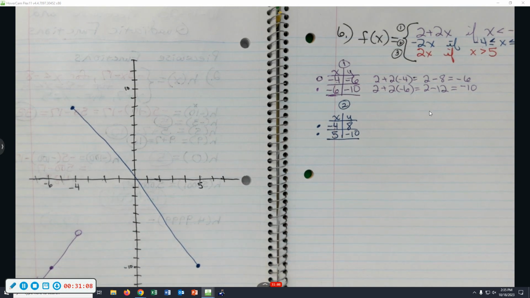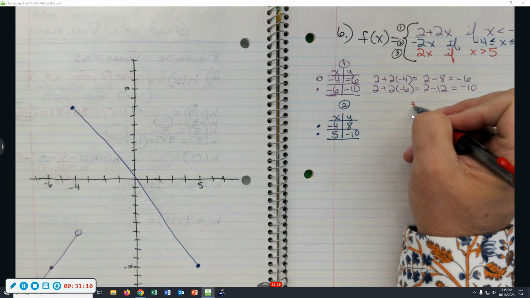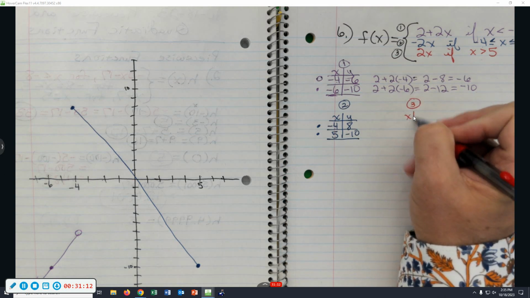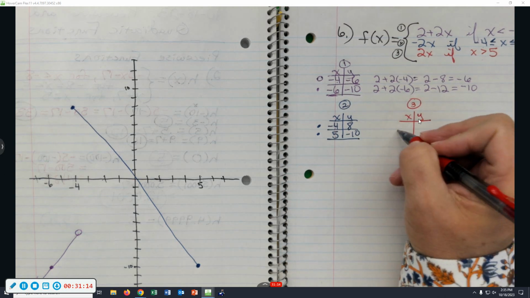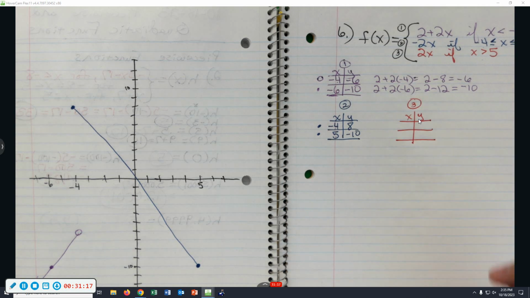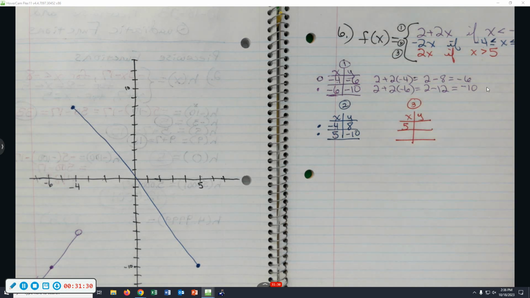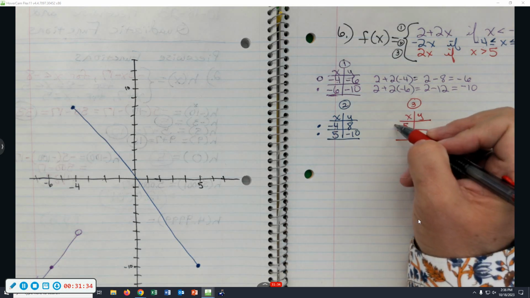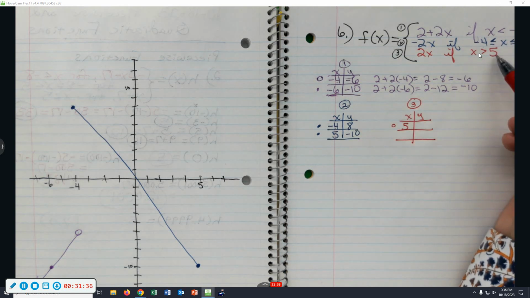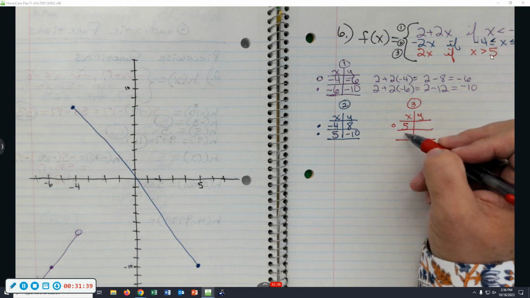Last piece, the red piece. What's the first number I'm going to plug in? There's only one correct number to plug in first. What must I plug in to the red piece? 5. Will there be an open or closed circle at the 5? Open, because there's no equality. I agree. Now choose an x value that's bigger than 5. I'll use 6.